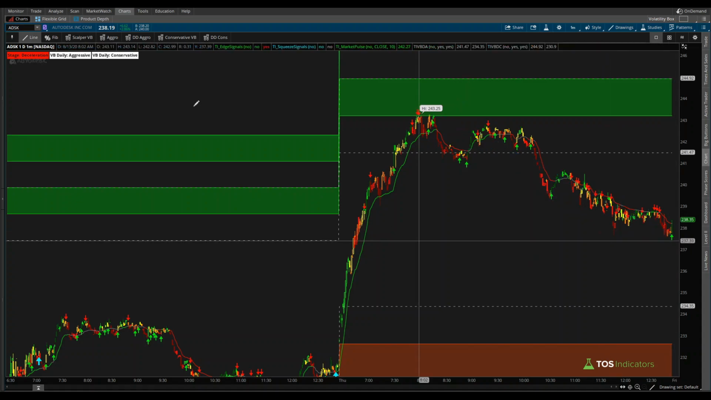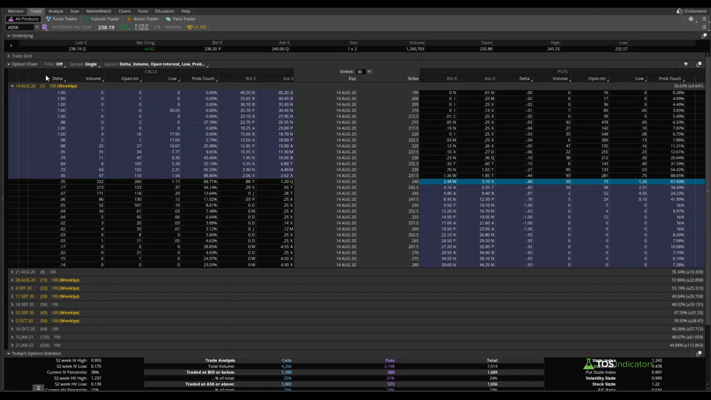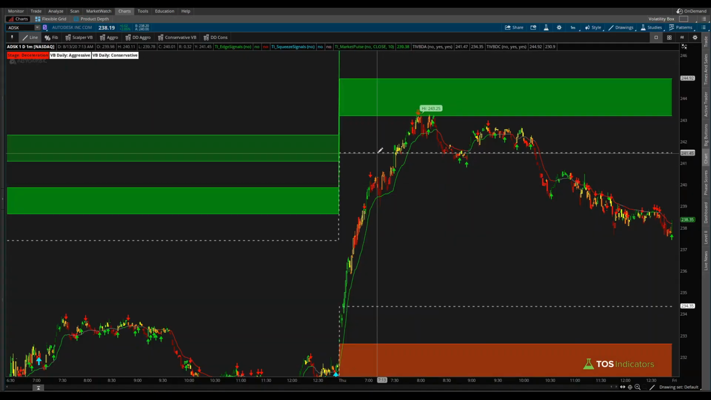So a fairly nice move in Autodesk, but it is an expensive stock. That's where, for those of you that are looking for alternatives to trying to short a $238 stock, we've talked about this. It's the idea of using shorter dated options, so the 14th August expiry, and using the out of the money option. So that's where our target here at the point of entry was right around 241.